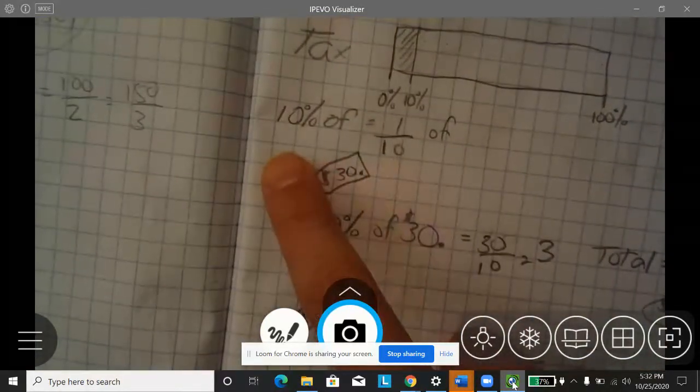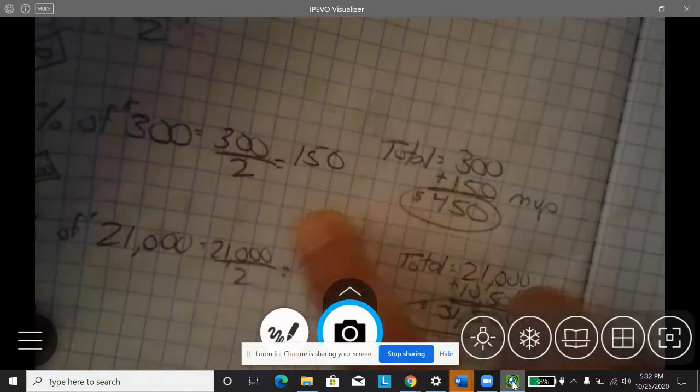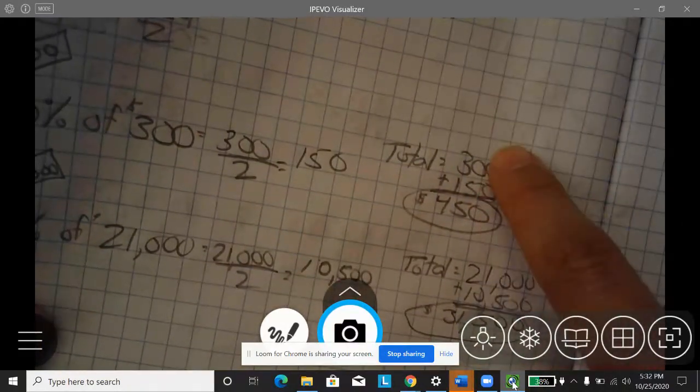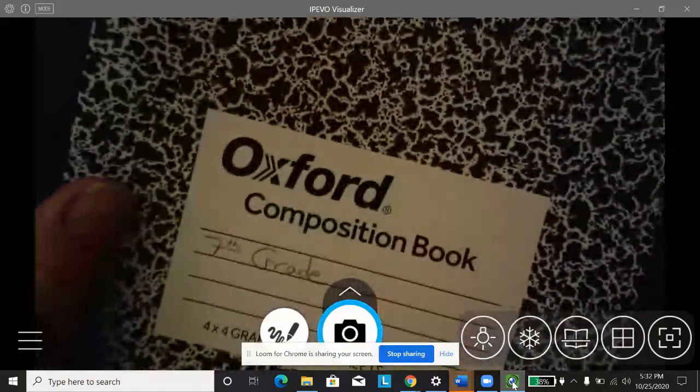These are called benchmark percents because they're common percents. 10% of means divide by 10. 25% of means divide by 4. And 50% of means divide by 2. Once you find that markup price, then you add it to the original price, and that's your total percent increase.